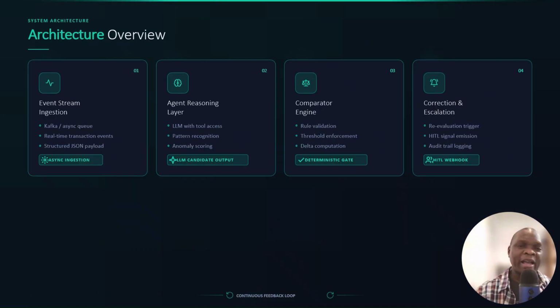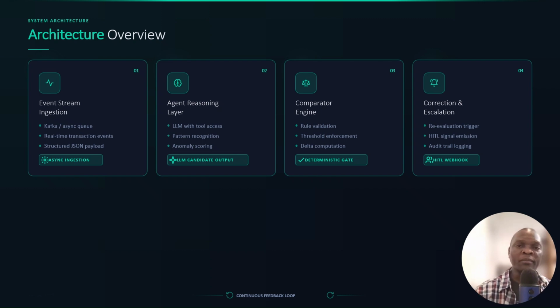So let's look at the architecture overview. In this case, we map the theory to a concrete software architecture. The event stream ingestion layer ensures that the system operates asynchronously. Transactions arrive continuously and must be processed without blocking. The agent reasoning layer is where the LLM lives. Critically, this layer does not emit final decisions. It emits candidate decisions that are then evaluated by the comparator engine. The correction and escalation layer completes the loop, either returning a corrected evaluation to the agent or surfacing a human-in-the-loop signal. Your thoughts, Gemini, please.